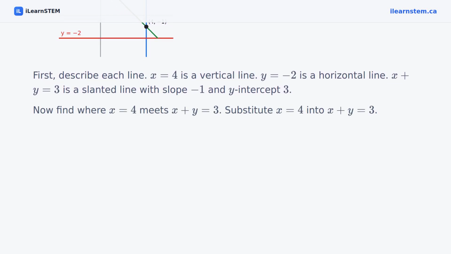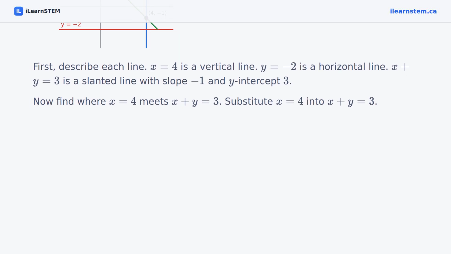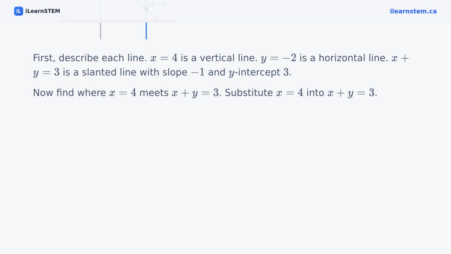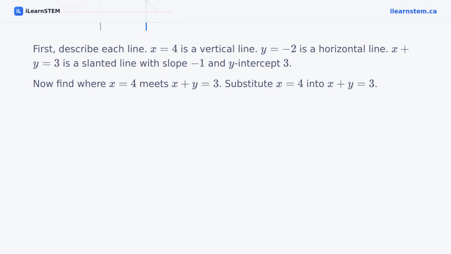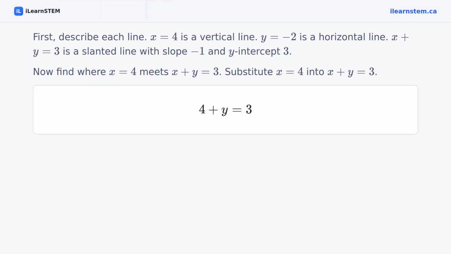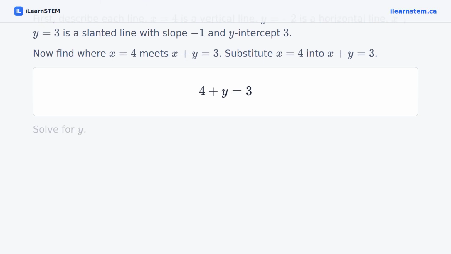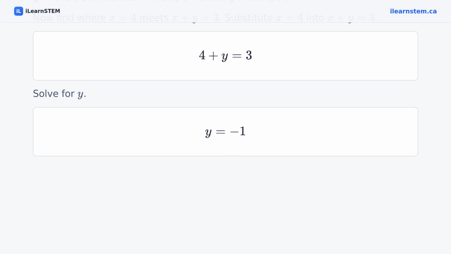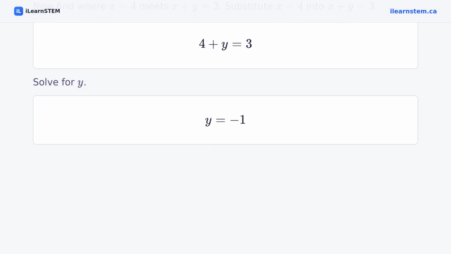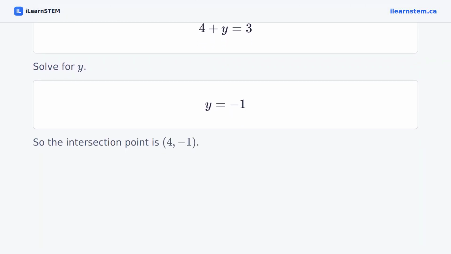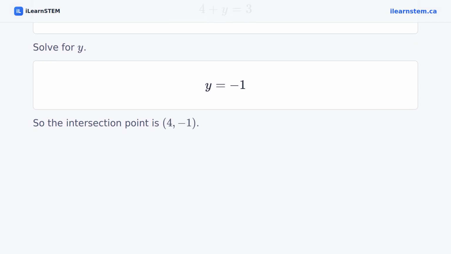Now find where x equals 4 meets x plus y equals 3. Substitute x equals 4 into the equation x plus y equals 3. This gives 4 plus y equals 3. Solve for y. Subtracting 4 from both sides gives y equals -1. So the intersection point is 4, -1.